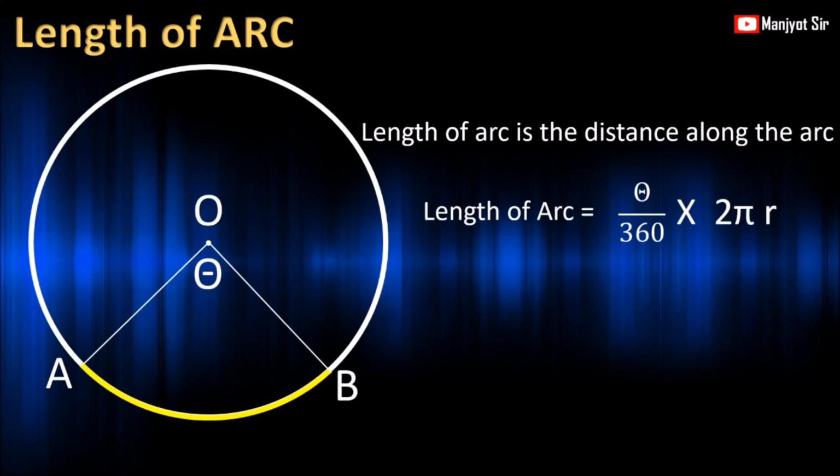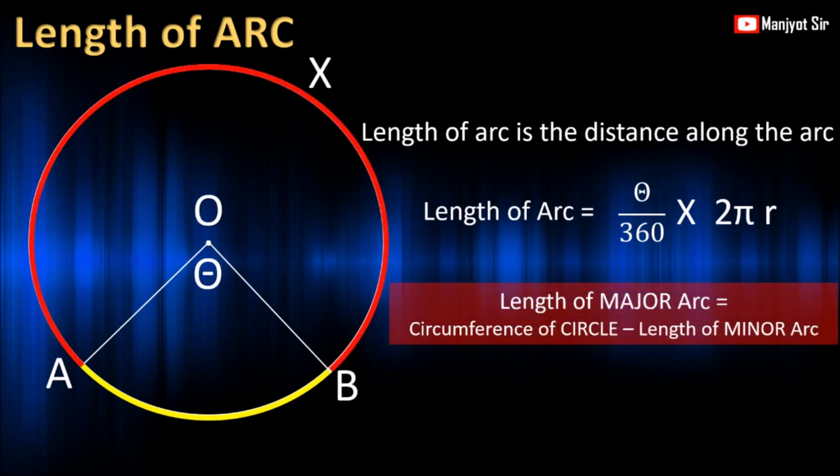Now you might be thinking that this is the length of the minor arc, so what will be the length of the major arc? See, if you observe the white major arc, we need to calculate the length of that arc also. So to get that major arc, if you observe this entire circumference of the circle, if we remove that yellow part, this red part will be remaining. That means the length of the major arc will be equal to the circumference minus, since we removed that yellow part, the length of the minor arc.